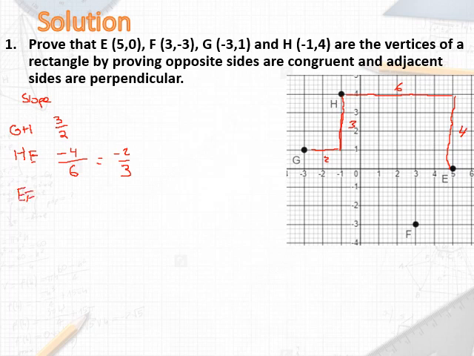EF, over 2 up 3, and then GF, over 6 up 4. Actually, sorry, left to right, down 4.